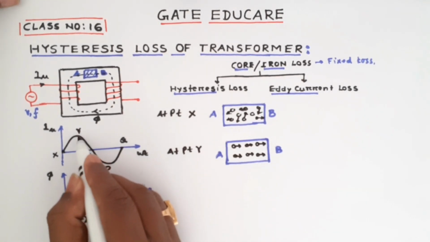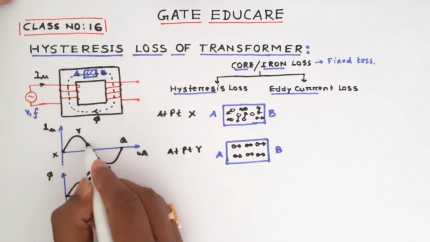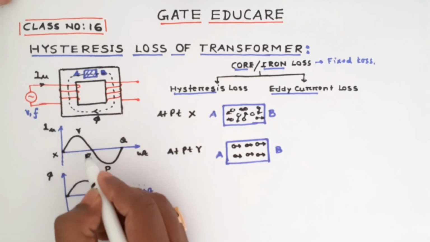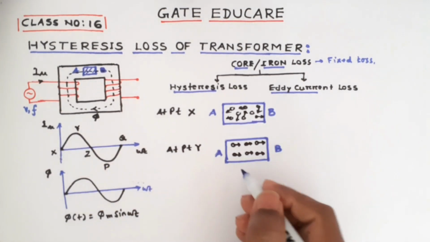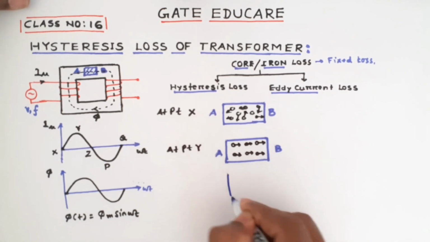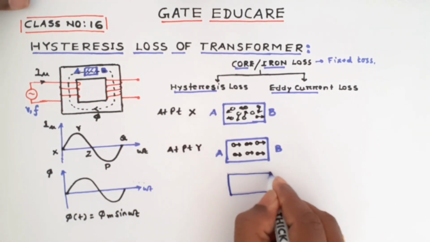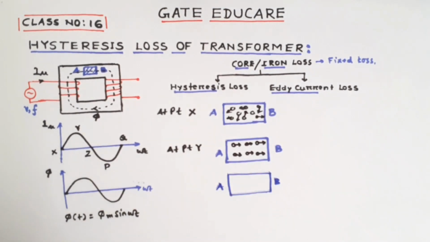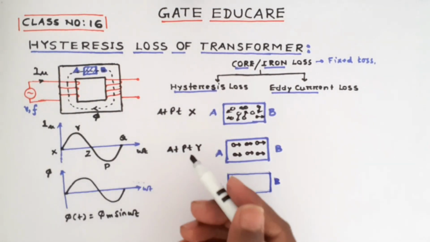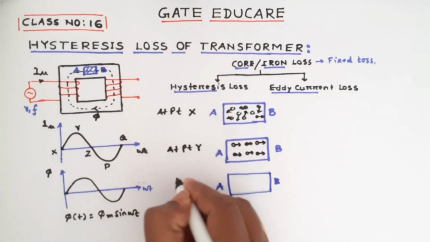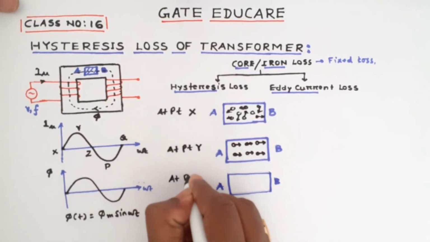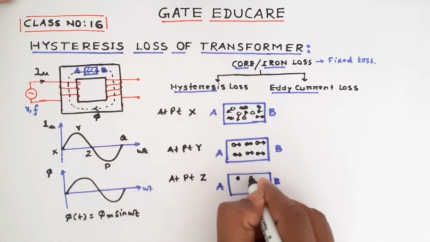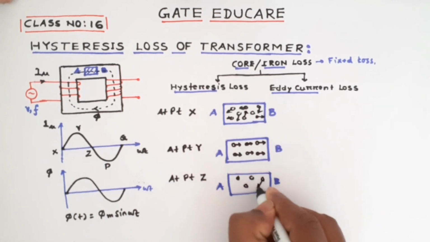Now from Y to Z, the current is decreasing, and at point Z the current again becomes 0. Therefore, again this is the AB portion of the magnetic core material at point Z. Again the magnetic dipoles are randomly oriented.